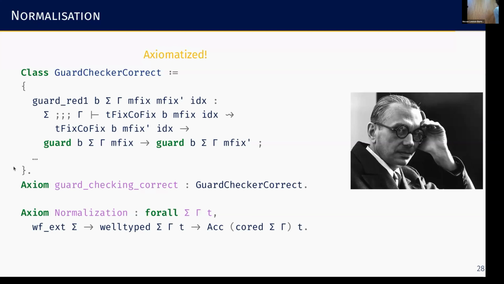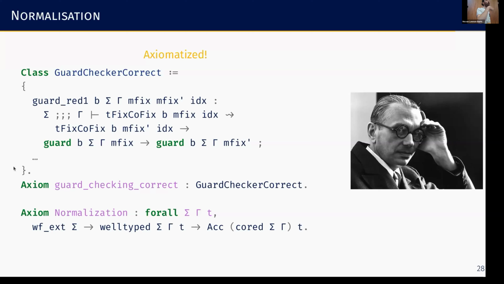So what we do is we axiomatize the existence of such a guard condition. And then we axiomatize the fact that under this assumption, every well-typed term is normalizing. This is a fancy constructive way of phrasing it, but all of this is axiomatized. In principle, we could have different guards as long as they satisfy this axiom, we would be fine. And we don't use that too much for proofs.